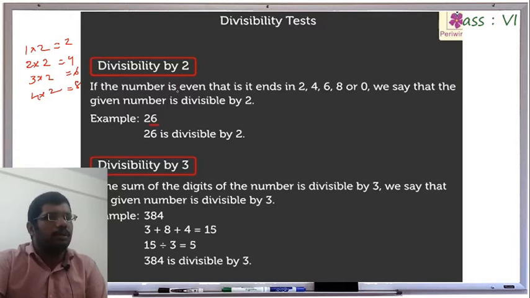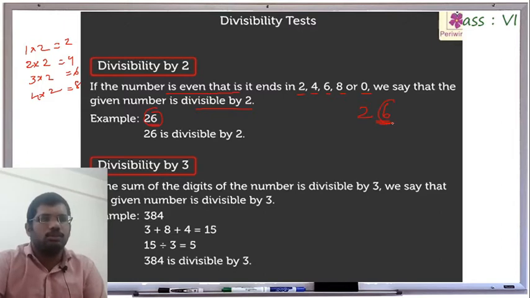If the number is even, meaning it ends with 2, 4, 6, 8 or 0, then we can say that the number is divisible by 2. For example, 26. The number ends with 6, so it is an even number. Therefore, we can say that it is divisible by 2. But in the case of 13, it is an odd number. An odd number is not divisible by 2.